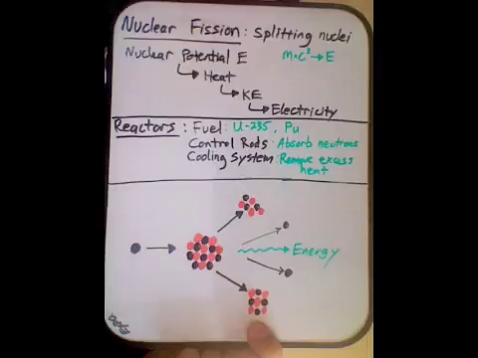And what the control rods do is they absorb some of these extra neutrons so that the reaction doesn't accelerate too much. The control rods are raised and lowered in and out of the core where the reactions are taking place to speed up or slow down the reactions. If there were no control rods, the reaction could get out of control and the whole nuclear power plant could explode. So they're a very important part of the system.